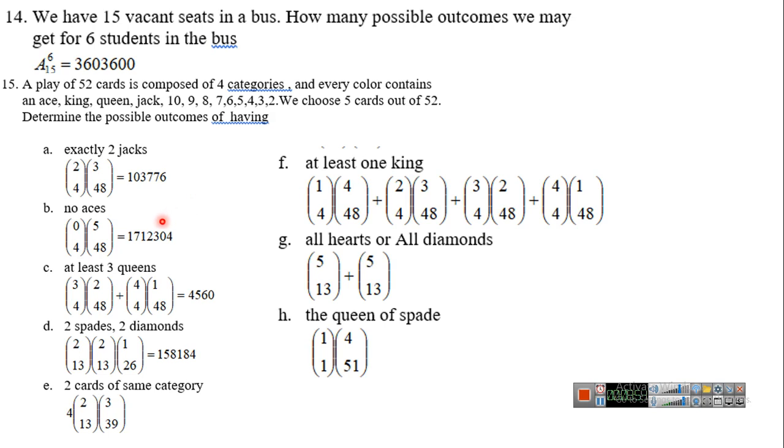Number 14. We have 15 vacant seats in a bus. How many possible outcomes we may get for 6 students in a bus? We know order of seating is also important, so it's 6 out of 15.